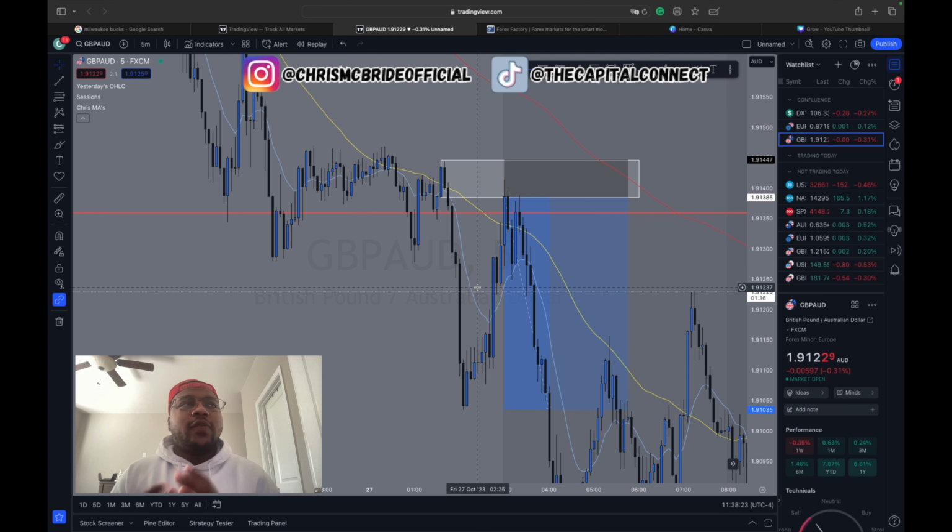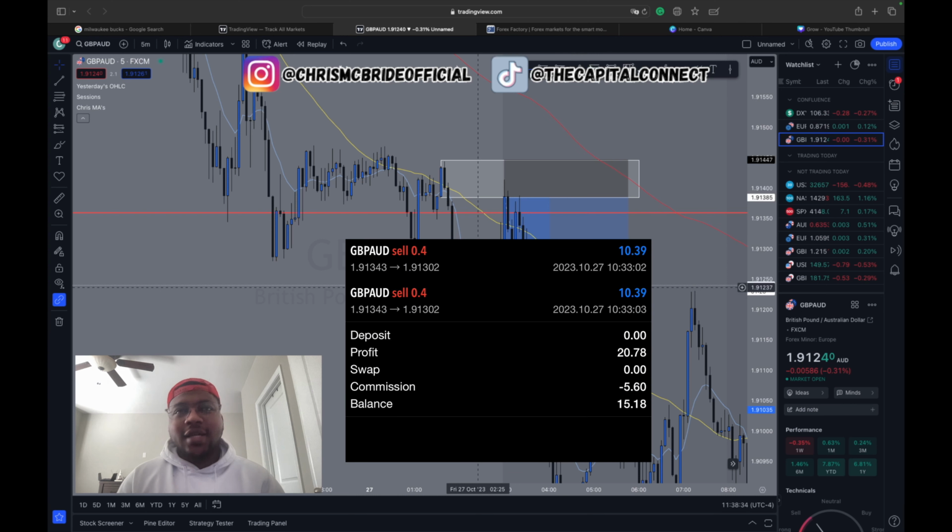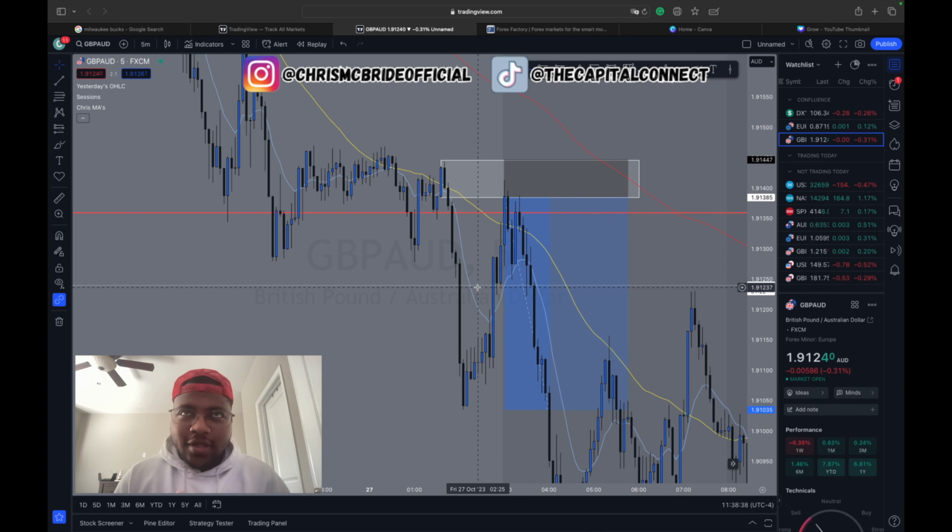So if we look at this example from earlier this morning in London session, right? I don't even want to talk about this setup because I mismanaged it and I actually did not catch this whole move. I only made about $10 because I moved my stop to break even a little bit too early, man. So that's tough, but let's get into the setup.